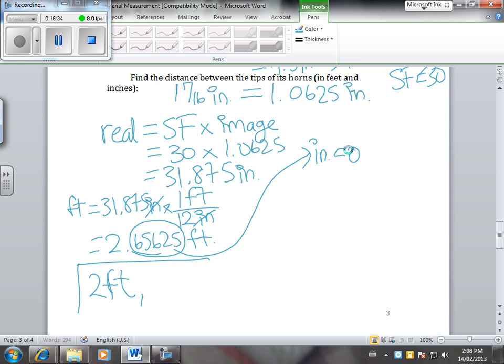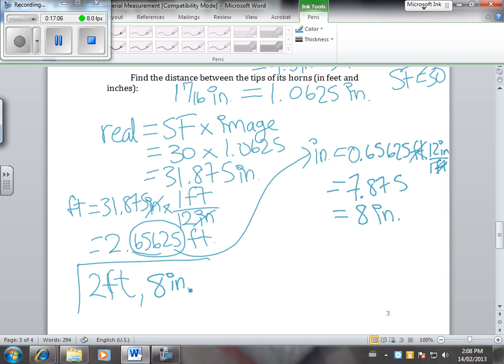equals 0.65625 feet times 12 inches per 1 foot. And we end up with 7.875. And we can round this up to 8 inches, because now we're at the end. So it's about 2 feet, 8 inches. Okay, so that is the distance between the tips of the musk ox.